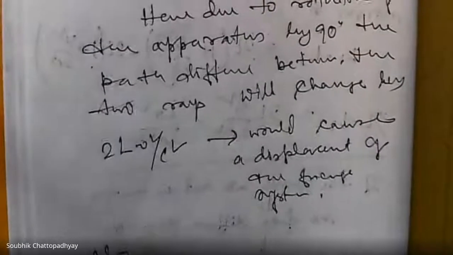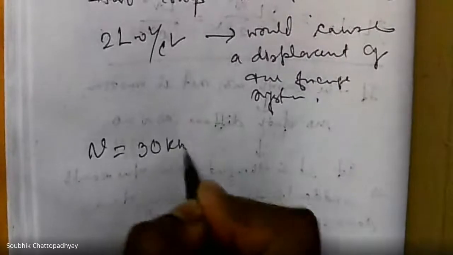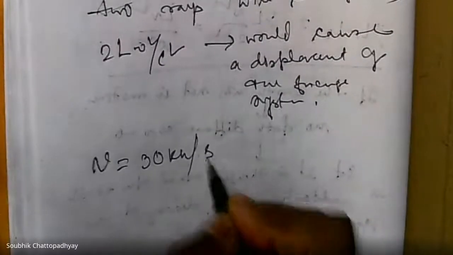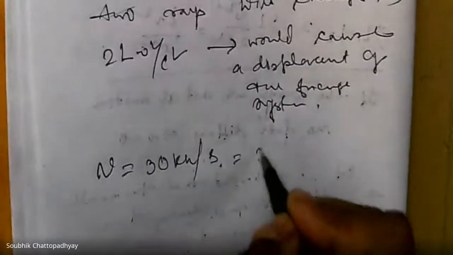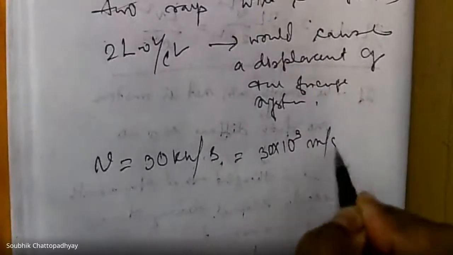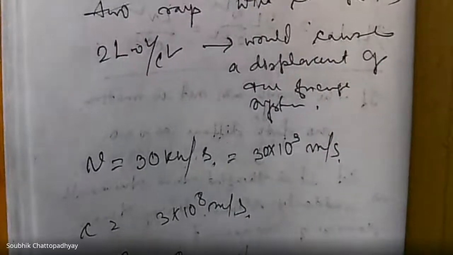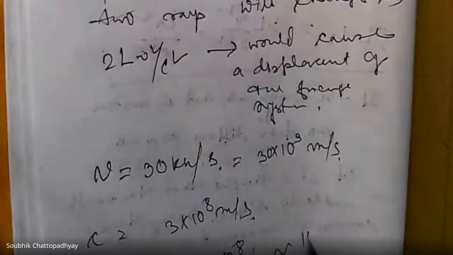Now, what is v? v is the speed of the Earth, which is nearly 30 kilometers per second. So it is basically 30 into 10 to the power 3 meters per second, and c is equal to 3 into 10 to the power 8 meters per second. So v square by c square is equal to 9 into 10 to the power 8 by 9 into 10 to the power 16, which is nearly equal to 10 to the power minus 8.